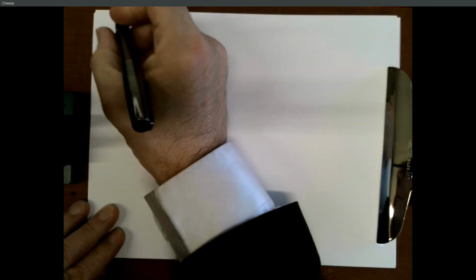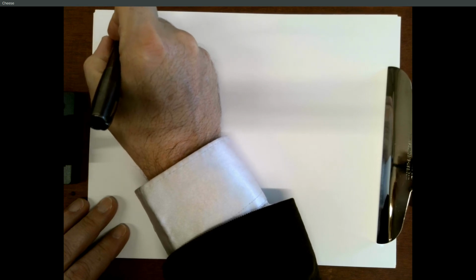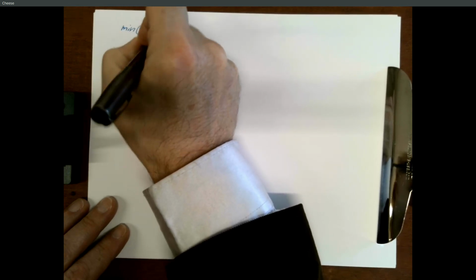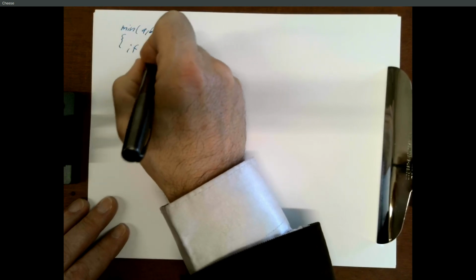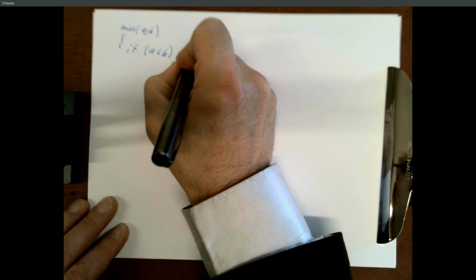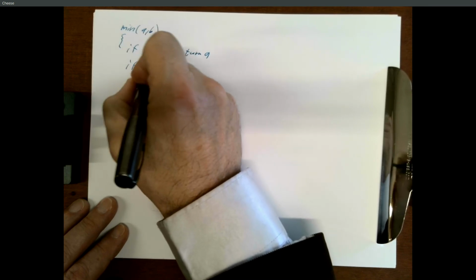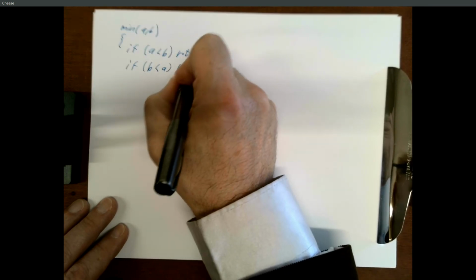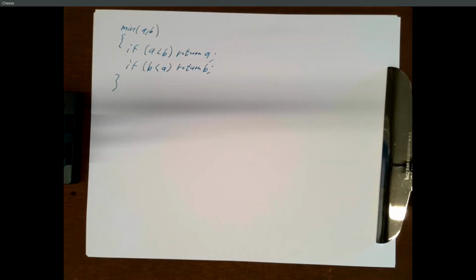And a lot of people wrote max-min functions, which is fine, but here's something that I saw in a few cases. All right, if A is less than B, return A. If B is less than A, return B. So what's the one problem with that? If they're equal, you're not saying what you should return.